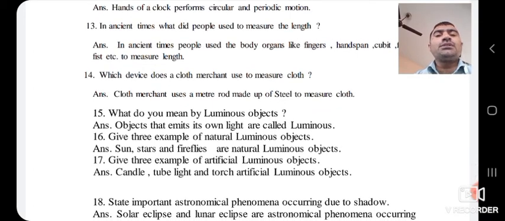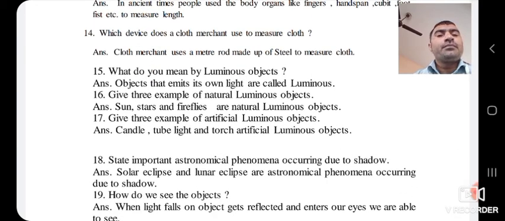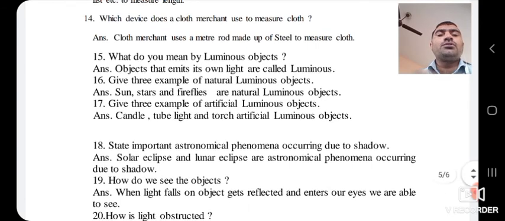Now next question is, give 3 examples of artificial luminous objects. So candle, tube light, torch are artificial luminous objects. These are the artificial luminous objects. Now state the important astronomical phenomena occurring due to shadow. So solar eclipse and the lunar eclipse are astronomical phenomena occurring due to shadow.